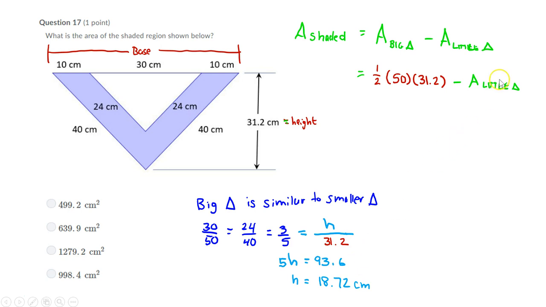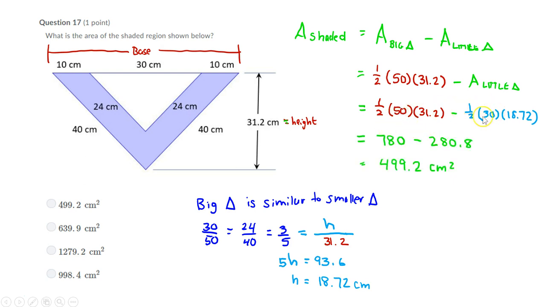Now with that, I can fill in the information for the area of the little triangle. I now know its height and its base, so it's 1/2 times 30 times 18.72. When I carry through these calculations, I have 780 for the big one and 280.8 for the little one. When I subtract them, I get 499.2. It's still an area, so it has to be in square centimeters. So that goes along with this answer here.